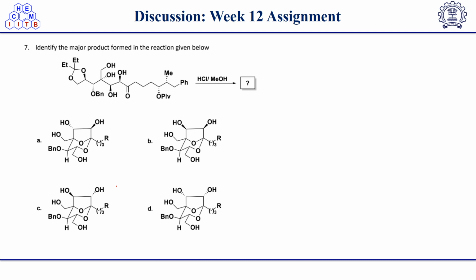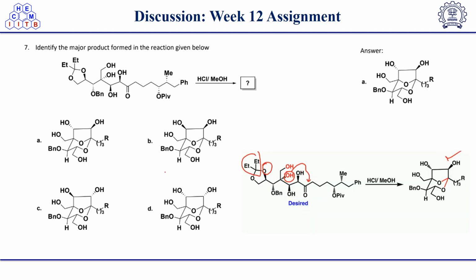Okay, so here what is happening: by treating with this HCl and methanol, this group will get deprotected, so it will be a diol at this position. This 1,2 diol will be forming. Then this particular hydroxyl group and this particular hydroxyl group will protect this ketone as a ketal, resulting in this particular compound. So these two steps are taking place simultaneously in this reaction.